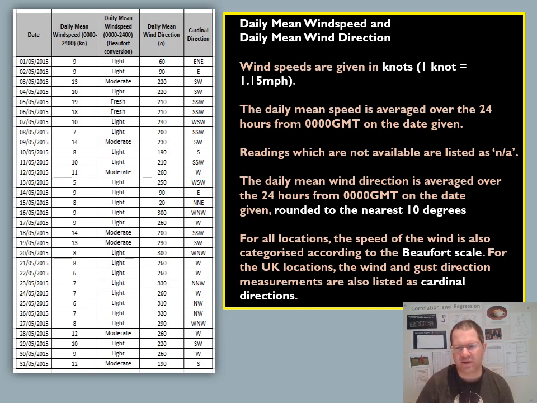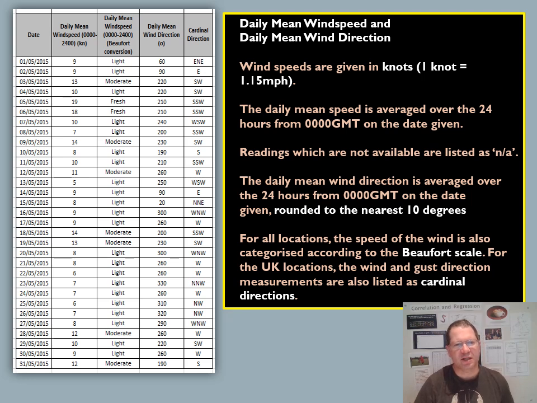So far we've only seen individual columns. Now we see 4 columns all grouped together because they're related to each other. Daily mean wind speed and daily mean wind direction. They're not grouped together on the actual spreadsheet; I've done that. So on the 1st of May, the daily mean wind speed between midnight and the following midnight was 9 knots. 1 knot is 1.15 miles per hour. You need to know that conversion. They won't tell you it, but they might ask you to convert between knots and miles per hour.